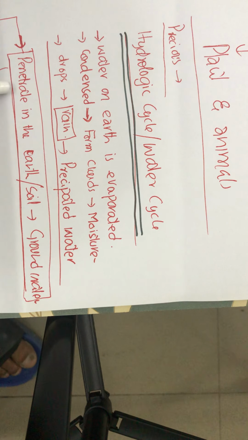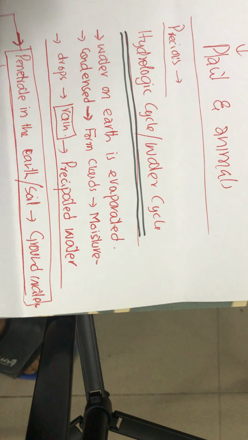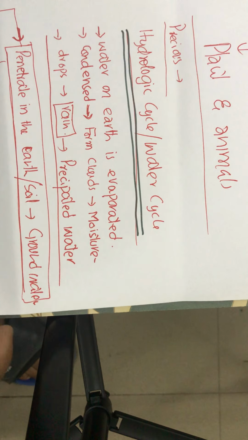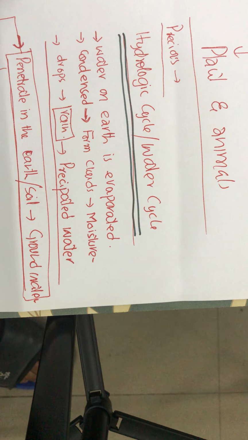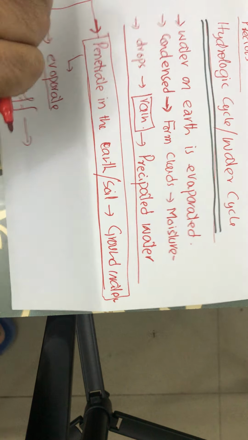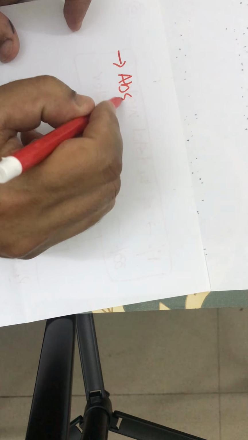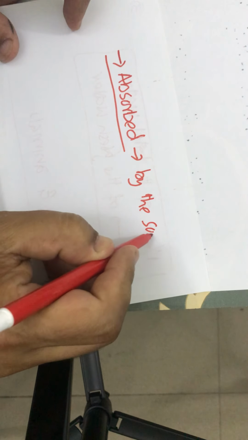When the water comes to the earth, they penetrate in the earth or soil, ground water. जब ये पानी ज़मीन तक पहुंचता है तो ये सॉइल में पेनिट्रेट करता है, और जब ज़मीन तक पहुंच जाएगा तो इस पानी के साथ दो काम हो जाएंगे. Either this water is absorbed by the soil, depending on the soil's water holding capacity. So when the water comes to the soil, the water is either absorbed by the soil, and this depends on the absorption capacity of the soil. बहुत सी चीज़ें उस पर डिपेंड करेंगी.